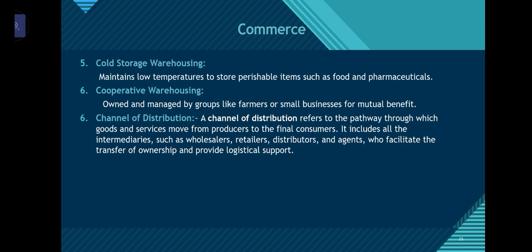The sixth one is channel of distribution. The channel of distribution refers to the pathway by which goods and services move from producers to the final consumers. It includes intermediaries such as wholesalers and retailers, distributors and agents, who facilitate the transfer of ownership and provide logistical support.